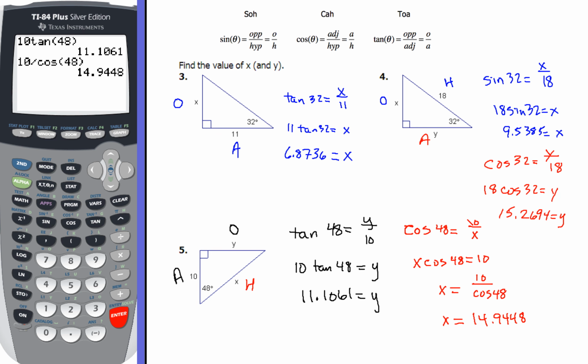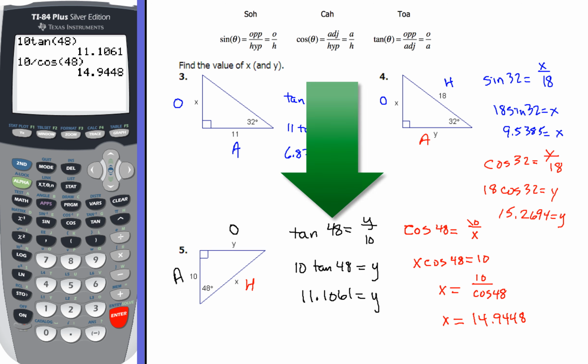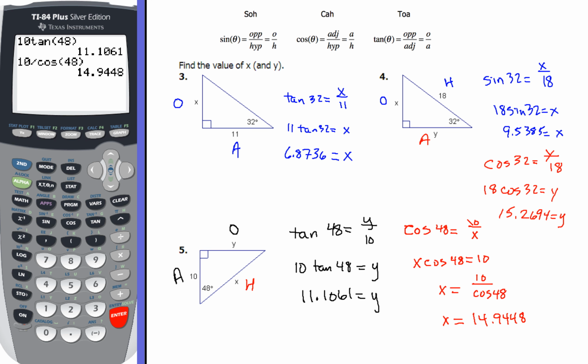So how did you do with the rest of this one? Hopefully you've got tangent 48 equals y over 10, and then 10 tan 48 equals y. When you plug that into your calculator in degree mode and round it to 4 decimal places, you get 11.1061 for the value of y.